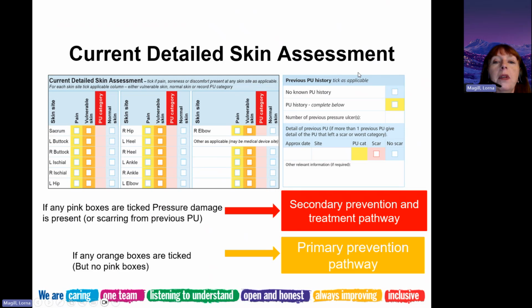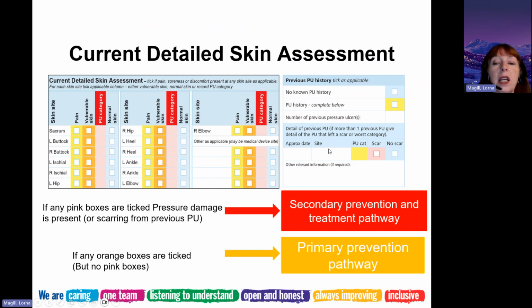We then think of a previous history of pressure damage. If there's no known pressure ulcer history, we have a blue box, it's not a problem. And if we know they have had pressure damage in the past, that is a yellow box, leading us to fill in the details below. Now, if we know the approximate date, and we mean approximate, so was it 2 weeks ago or was it 5 years ago? Just very approximate with regard to that.